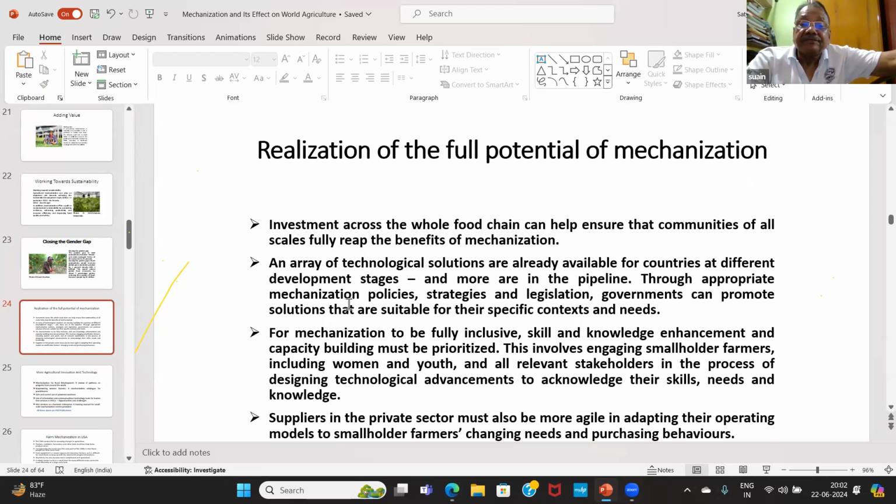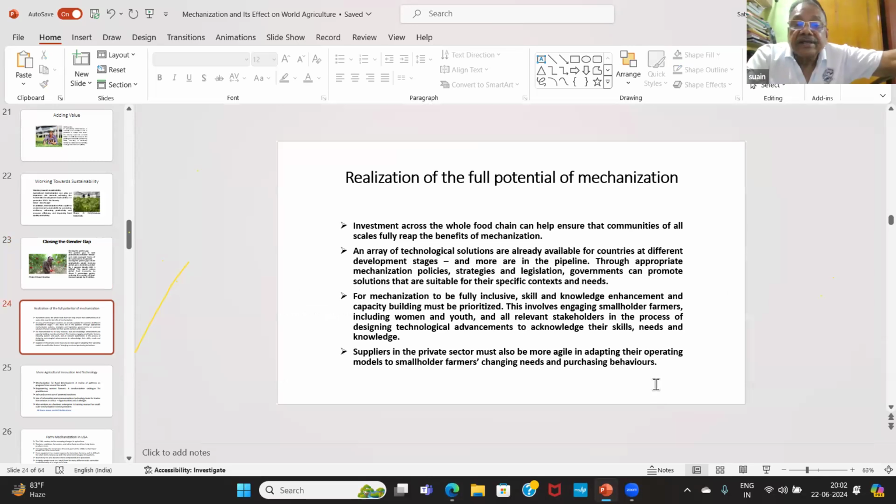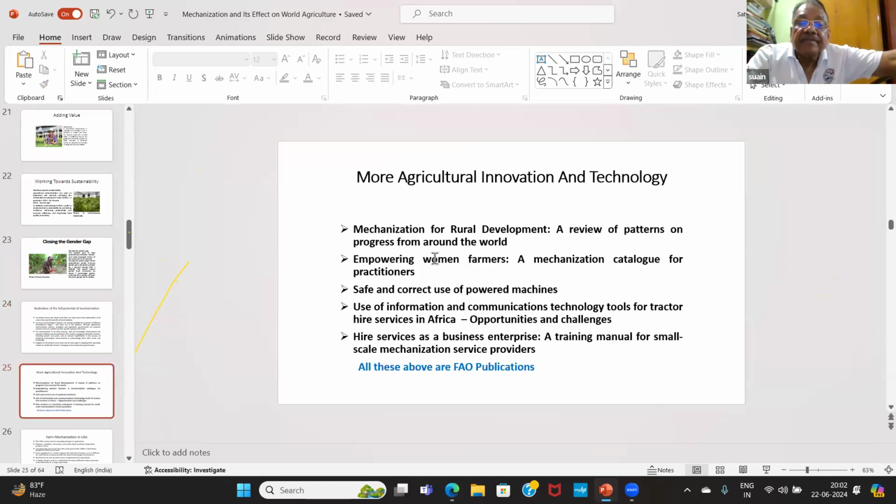So how to realize the full potential? These are the points. In leisure time we can go through them. Time is short, we cannot take up all these in detail. More agricultural innovation and technology, mechanization for rural development is essential. These are some of the important FAO publications I have cited here. All these, 1, 2, 3, 4, 5.